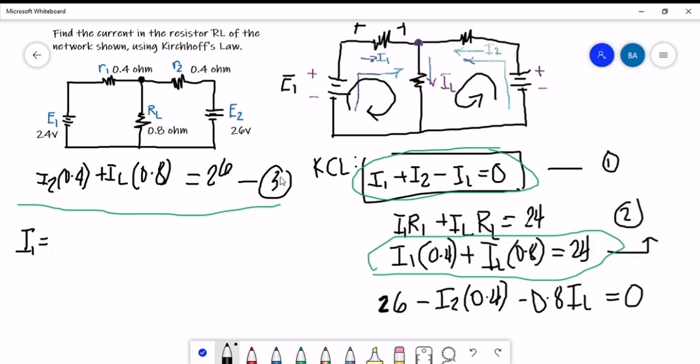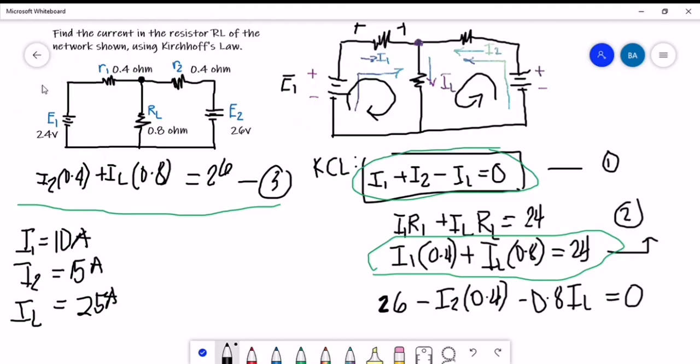Overall, if you solve this correctly, the current that flows in R sub 1 is equal to 10 amperes. The current that flows in R sub 2 is equal to 15 amperes. And for our R sub L, it is equal to 25 amperes. So that's how to solve this kind of easy circuit using Kirchhoff's law. Again, just a reminder that we have numerous methods or techniques to solve this kind of circuit.